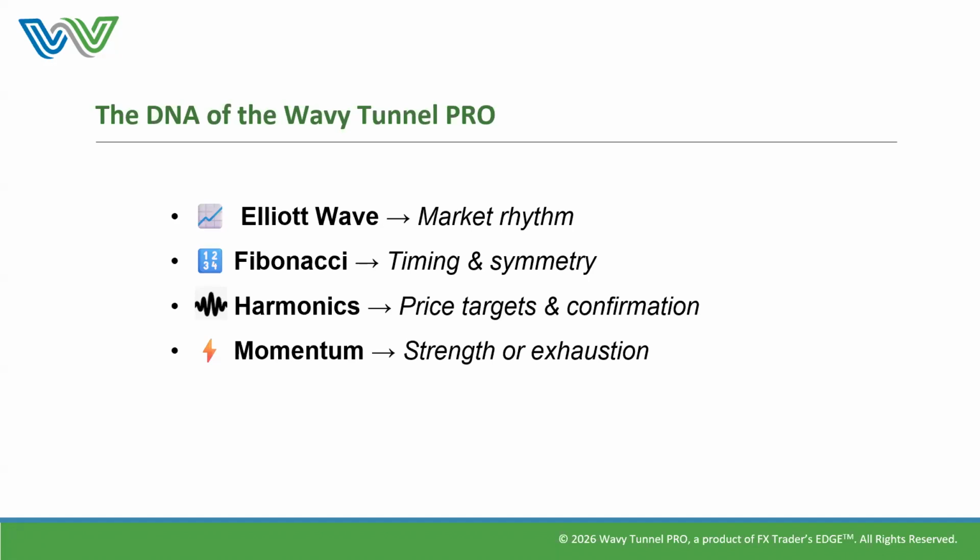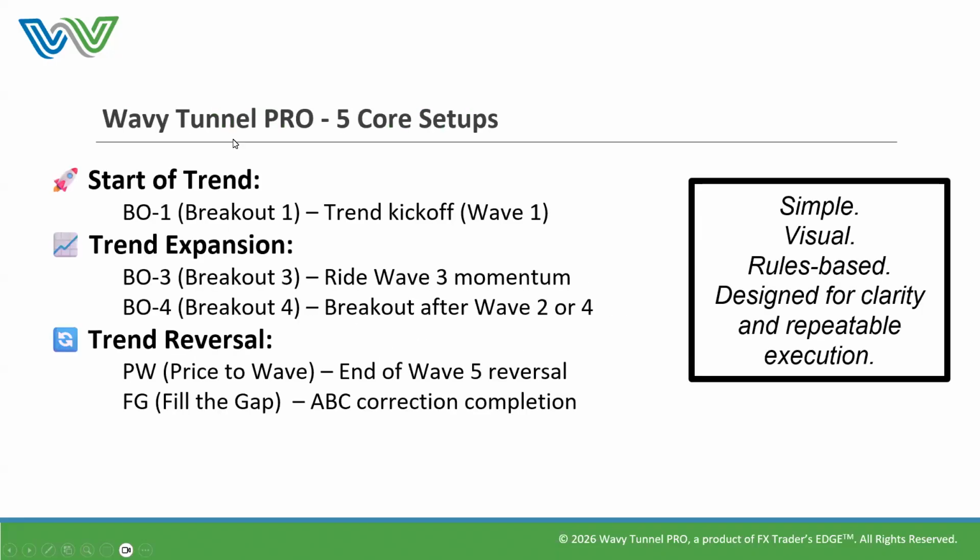And from that framework come the 5 core Wavy Tunnel Pro setups that we use to trade the market. These setups allow us to trade both sides of the market: uptrends, downtrends, reversals, trend continuations, trend reversals. So this brings us to the 5 core Wavy Tunnel Pro setups, which I want to teach you about today. And they're organized around 3 phases of the market cycle: the start of the trend, continuation or trend expansion, and the end of the trend or trend reversal.